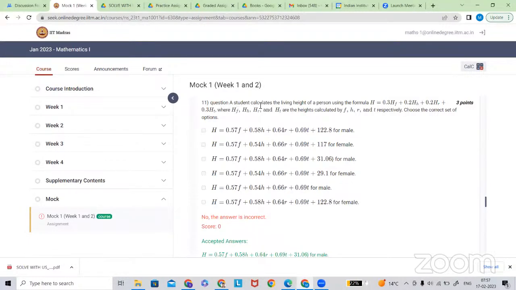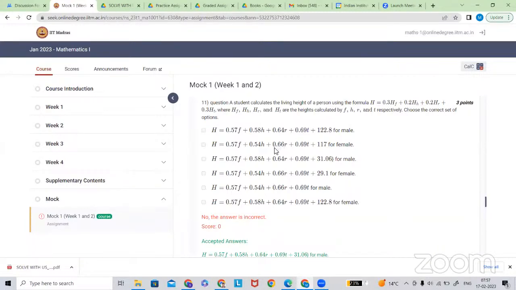Here it is written in the question: a student calculates the living height of a person using the formula. It's a misprint, sir, it is a typo. This formula is given where h suffix f, h suffix h, and other things are given as the height calculated from the information given. Choose the correct set of options.